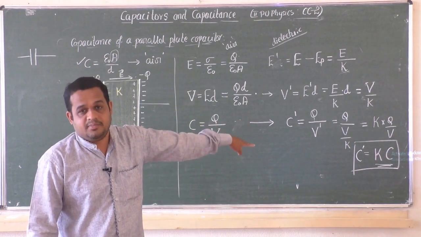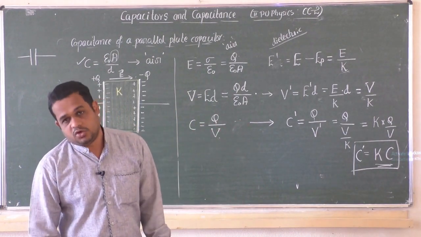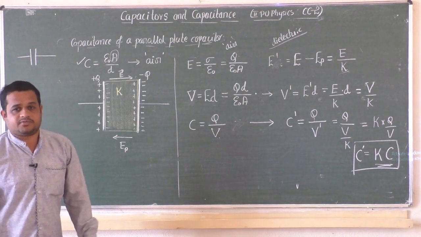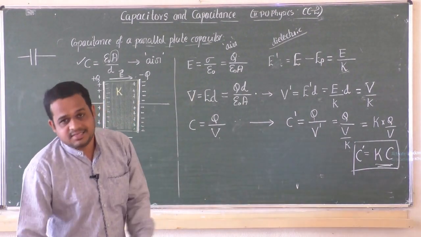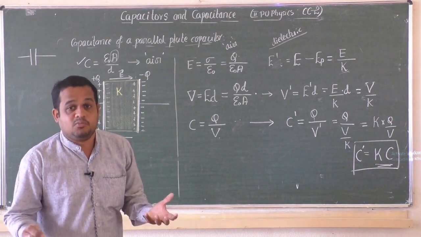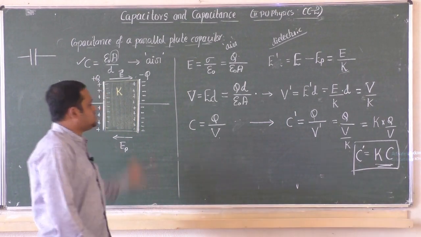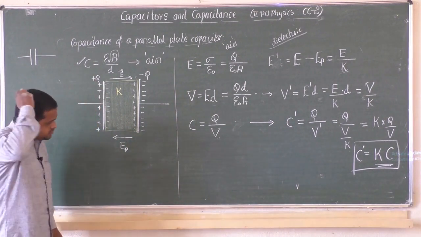That was the third method to increase the capacitance of a parallel plate capacitor. When you introduce a dielectric medium between the plates of the capacitor, its capacitance increases. More amount of charge can be stored in that. That is the meaning. So its capacitance increases.